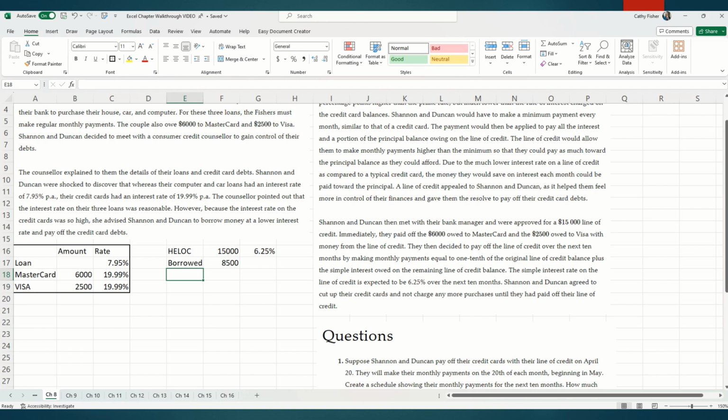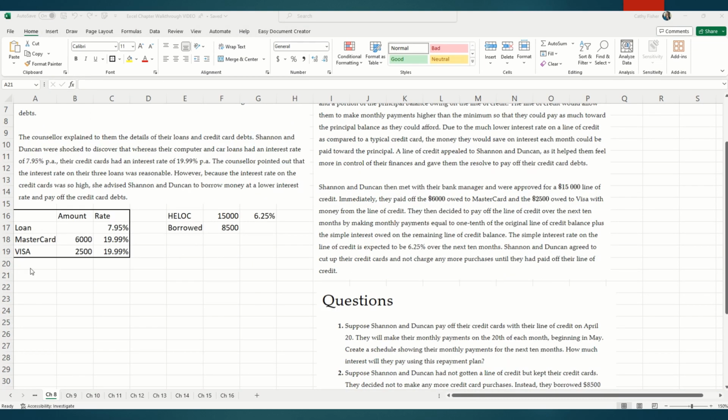So that's getting it started. I do want to make sure that we know what our color codes are going to be, and we'll put that in a bit as well. So let's get started with question 1.